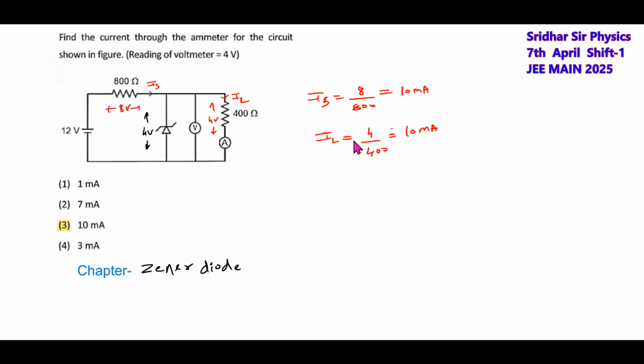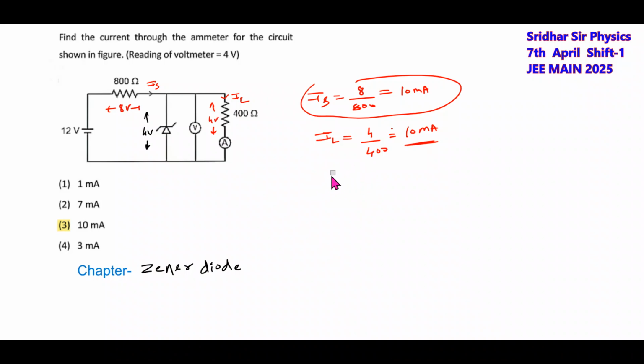He is asking only to find the current through the ammeter, 10 milliampere. Even this is not needed. Directly this 4 volt will drop across this and we get it. So the current through the Zener diode will be 0.